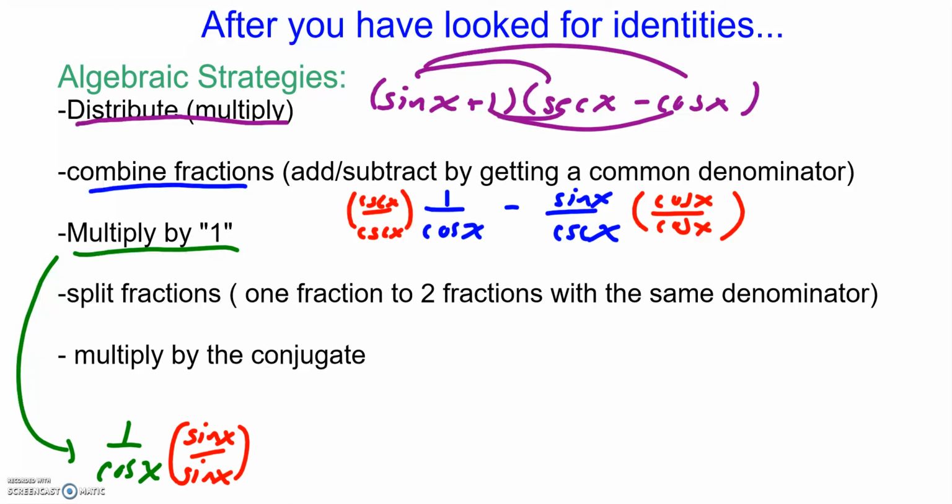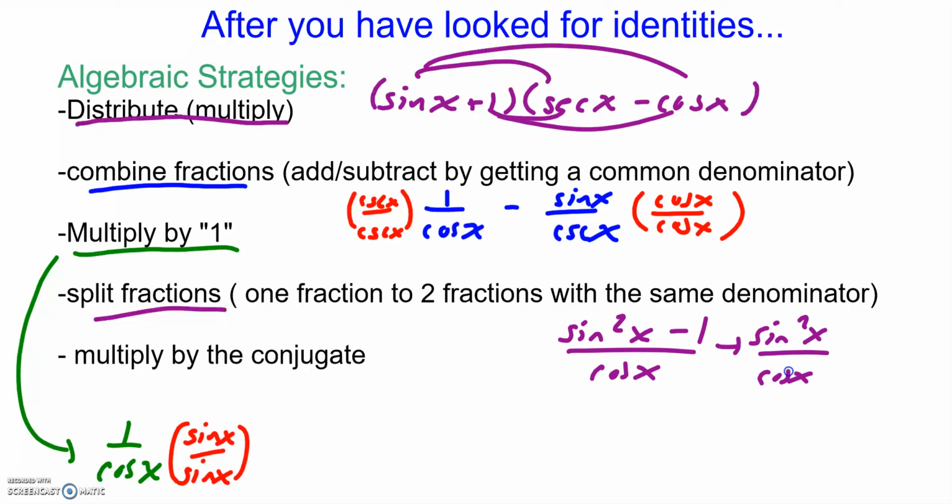We could split fractions. So if I gave you sine squared of x minus 1 over cosine of x, we could make that into sine squared of x over cosine of x minus 1 over cosine of x. Something like that could help you.